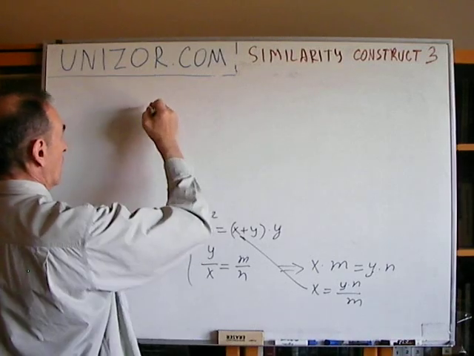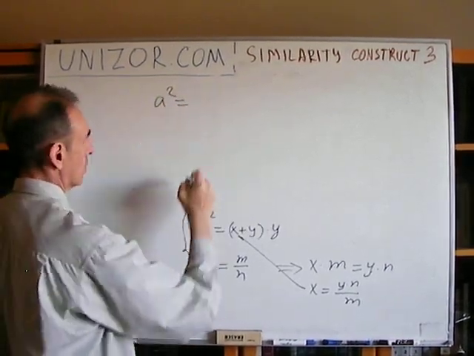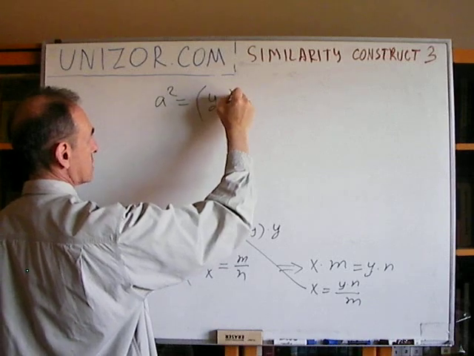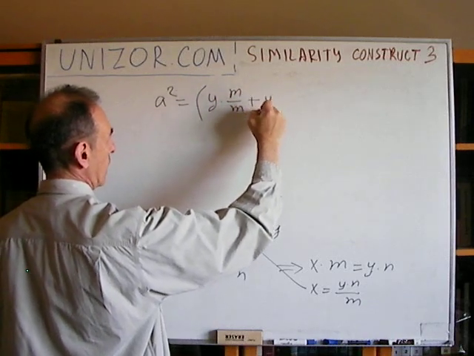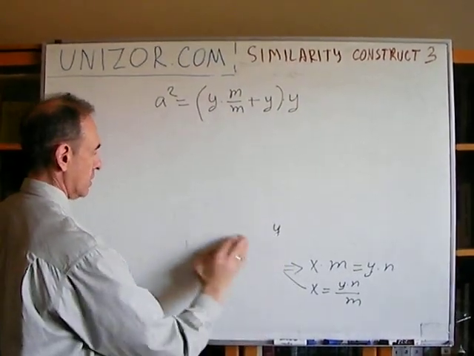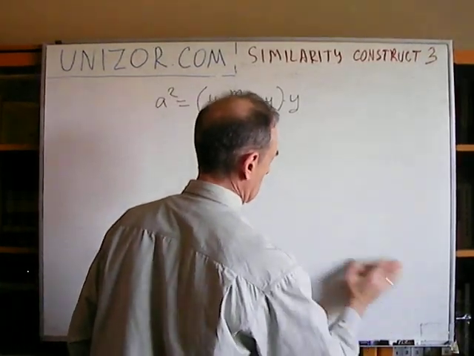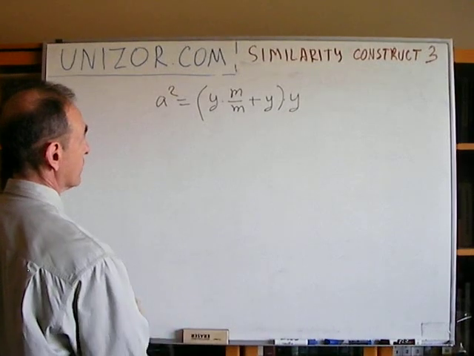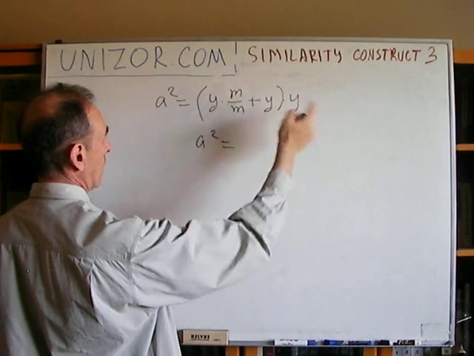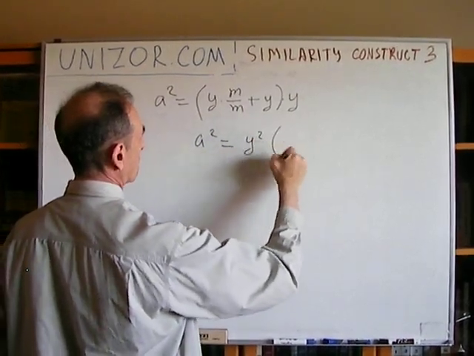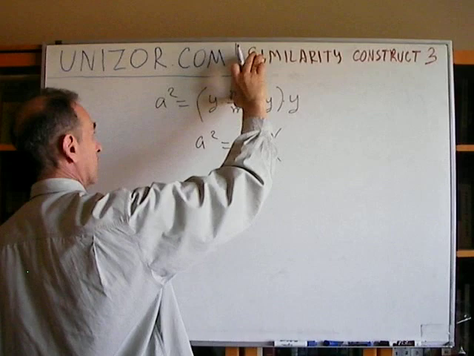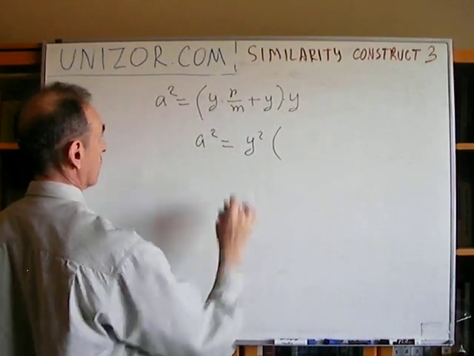And what do we have? A squared is equal to open parenthesis y times n over m plus y, times y. Okay. Now let me wipe this out. We don't really need this anymore. Now this is really a simple thing. This means a squared is equal to, we can take y outside, so it will be y squared times, I think I had n over m, right? That's my mistake, n over m.